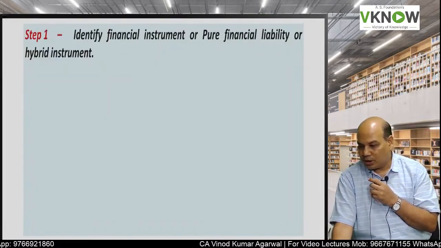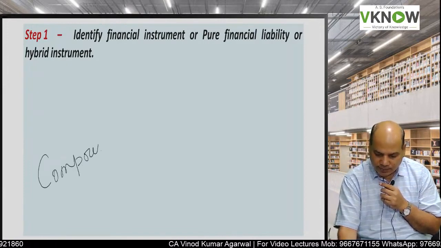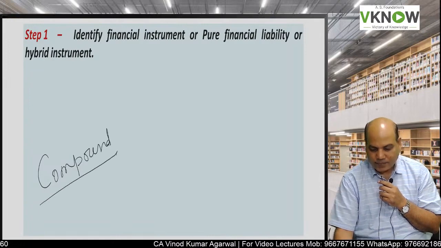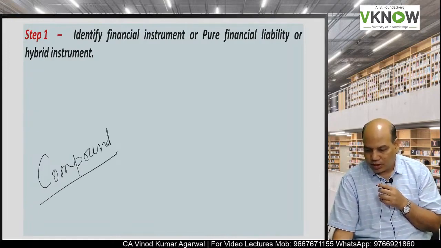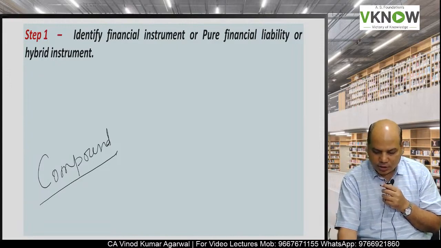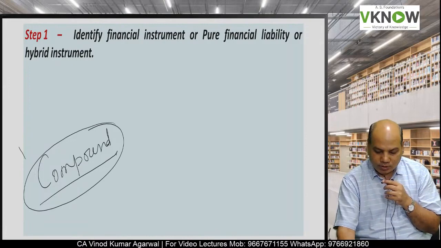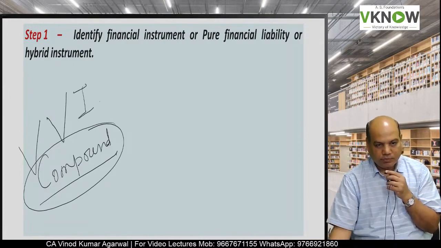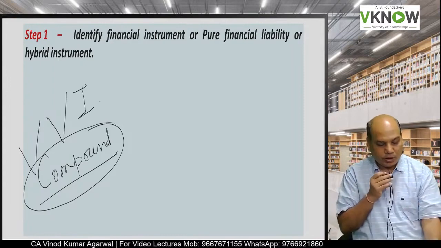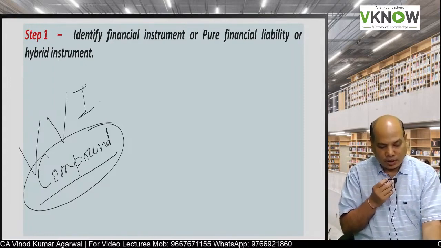One more important part is the compound instrument. You will not be able to see the heading, but I will explain. Now we are going to discuss what is called a compound instrument. Very, very important. When you go to the exam, read this part.